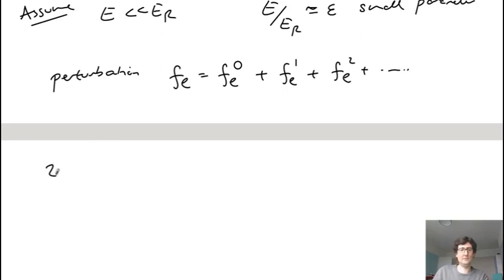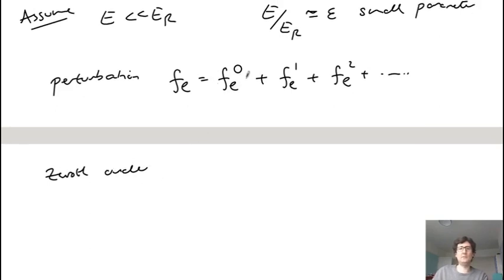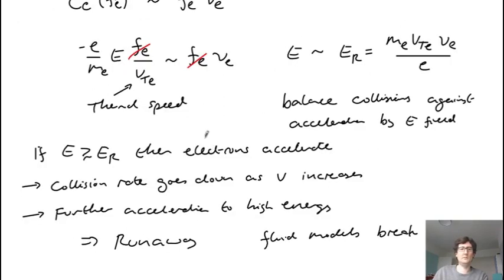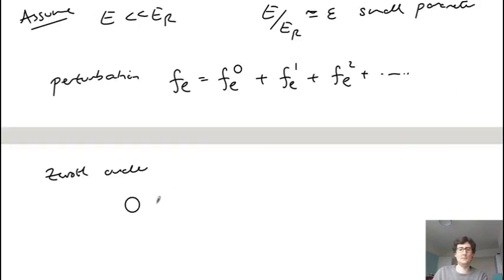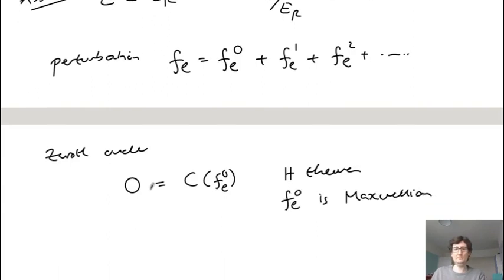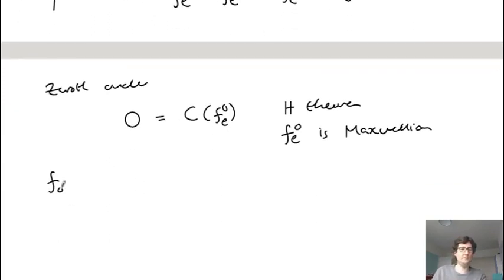And so the 0th order. Well, to 0th order we have this Fe0, and so on the left hand side we have 0, because this whole left hand side is first order because it has this electric field in, and on the right hand side we have the collisions of Fe0. So this just says that the lowest order distribution function obeys this, and by the H theorem, Fe0 is the Maxwellian.